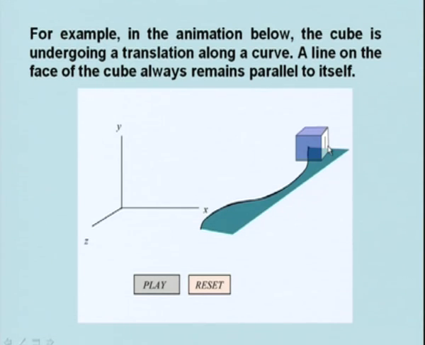Sometimes if you sit on a vertical merry-go-round, you actually move in a circular path, but still your body remains basically in the same position. That means a line in the body will remain parallel to itself. So therefore, in translation, a line on the face of the cube always remains parallel to itself, as this animation shows.